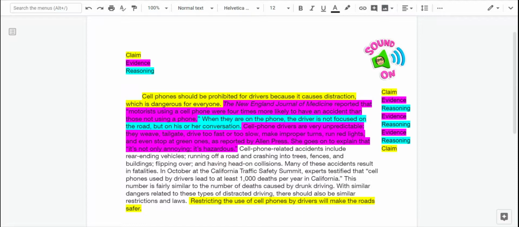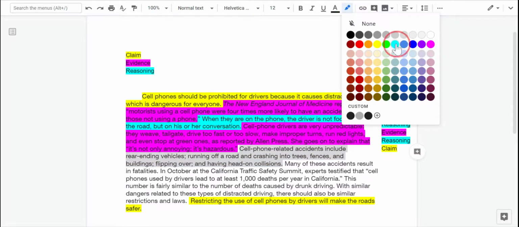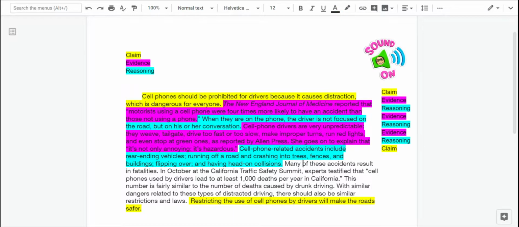Okay. Following that, I should be explaining. Cell phone related accidents include rear ending, vehicles running off the road, crashing into trees, all these terrible things that happen here. That sounds to me like I'm explaining the unpredictable nature that Allen Press was discussing here. So I'm going to color that in as my next reasoning. There we go. And we should find another piece of evidence.